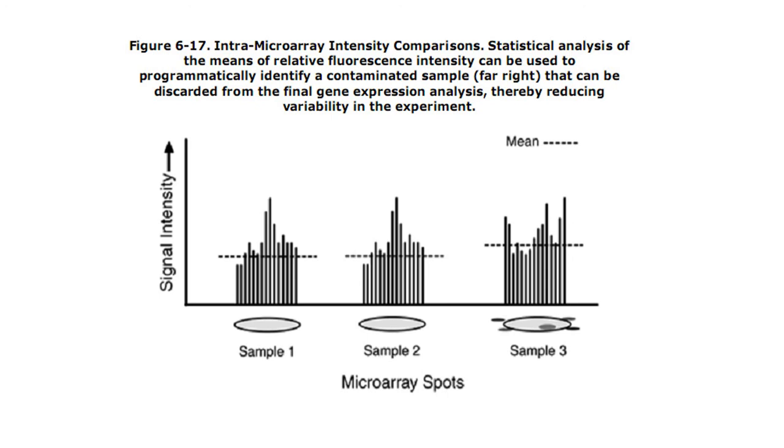Sample 1, sample 2, sample 3. Here you can see sample 3 contains the contaminated sample, so the profile will be like that. We can identify sample 1 and sample 2 as usable for the analysis, and sample 3 cannot be considered. The mean is shown here as the dashed line. So we can identify the contaminated samples by doing this statistical analysis.